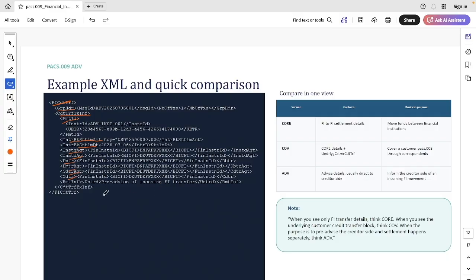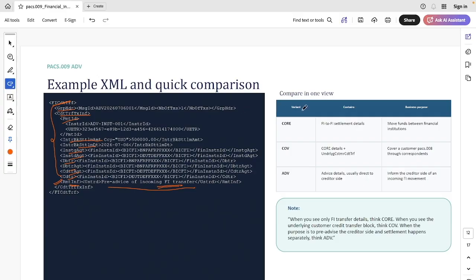Then we see the remittance information. So this remittance information basically gives you the clear picture. This line tells us the purpose of the message. It's a pre-advice of the incoming FI transfer. So this is the differentiating factor from pacs.009 core. Otherwise, if you see the whole format above, you are very much familiar, or you have seen it in pacs.009 core and pacs.009 cover as well.